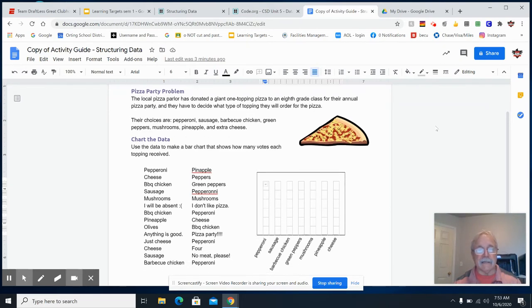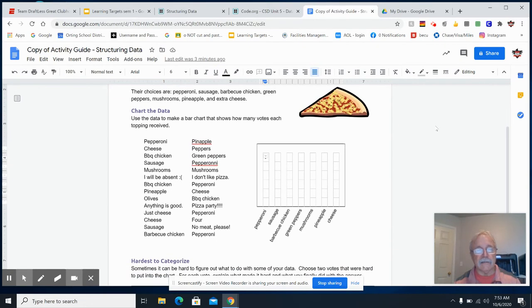Okay, so we're going to chart the data. So I'm going to give you a few minutes to go ahead and chart the data. Charting the data, use the data to make a bar chart that shows how many votes each topping gets. So just start down your list. And for instance, the first one's pepperoni. So we go into pepperoni and I would go ahead and just put an X there. So there's my X. Okay, so whatever you can do on yours to mark it.